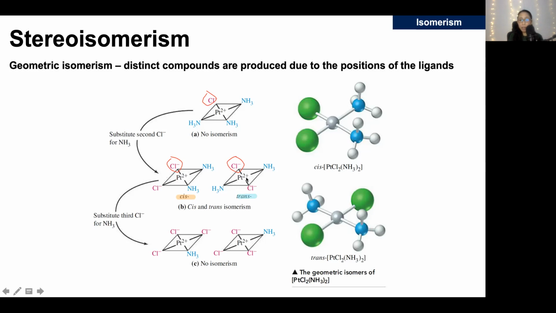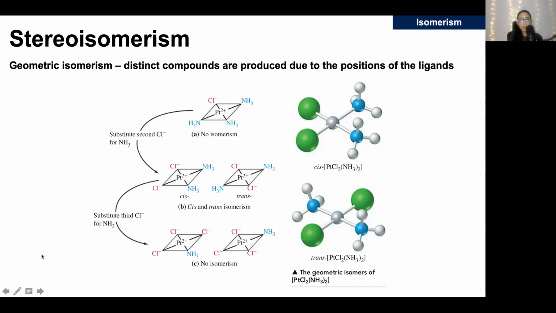Okay. Now, if this complex is composed of 3 chloride ligands and 1 ammonia molecule, then there's no isomerism because it's the same case as this one. So regardless wherever you place your ammonia, all positions are equal to each other. So you get the same molecule. So there's no isomer generated if this is the case. Okay. Now, this is for square planar.